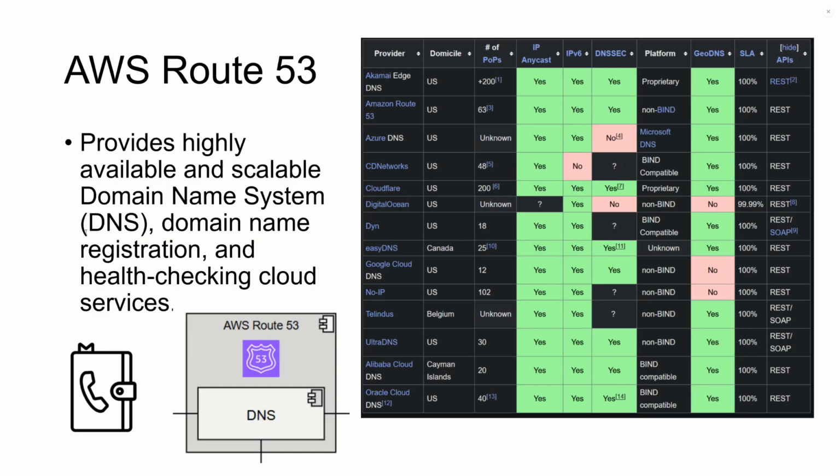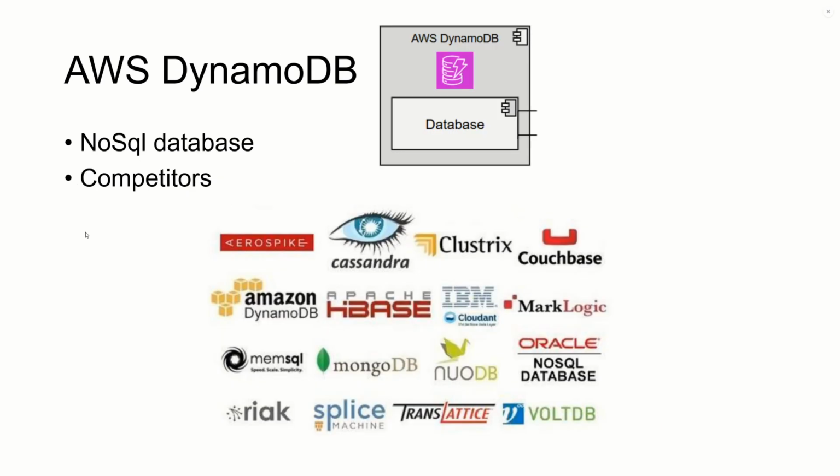Route 53 is my DNS provider. A DNS is like a phone book that turns names into numbers. So Google.com turns into whatever IP address the request needs to go to. So you can use just about anything. It's not really important for this one to be an Amazon service, but I figured I might as well see if it's worth the integration it has with the other services.